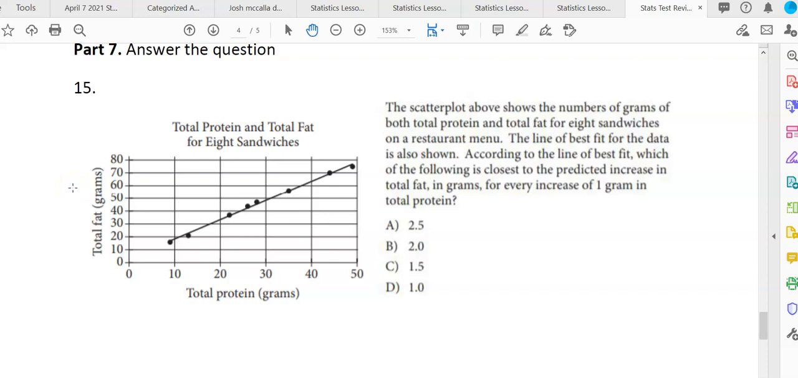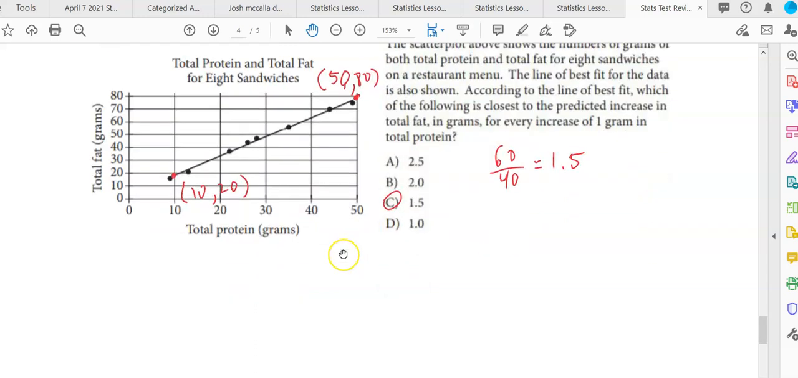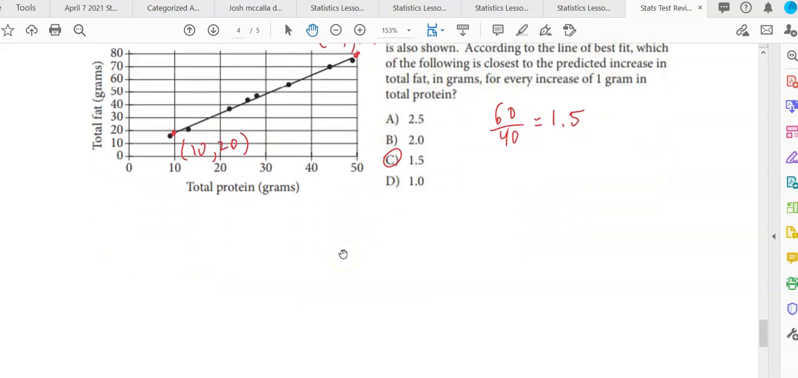According to the line of best fit, which finds the closest predicted increase for every 1 increase in gram of protein, we're looking for the slope of this line, essentially. So it looks like it would cross about there and maybe close to here. That's not perfect, but 50, 80. This would be 10, 20. I like to pick points far away. So it'd be 60 as the change in y divided by 40. About 1.5 is what I got. That's pretty good. So you should kind of pick out some points and find that slope.